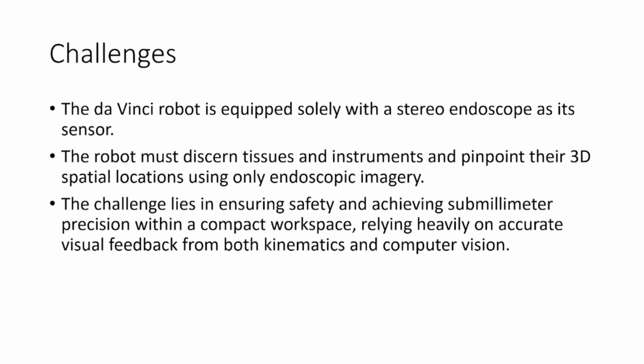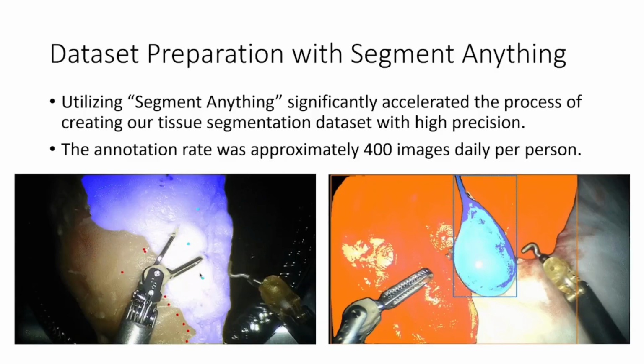One of the primary challenges in this task is the limited sensor availability, with the Da Vinci stereo endoscope being the sole sensor. This means the robot has to interpret and locate tissues and instruments in both the image plane and 3D workspace using just the endoscopic images. Furthermore, the robot must operate with some millimeter precision to guarantee safety and avoid potential harm to surrounding tissues.